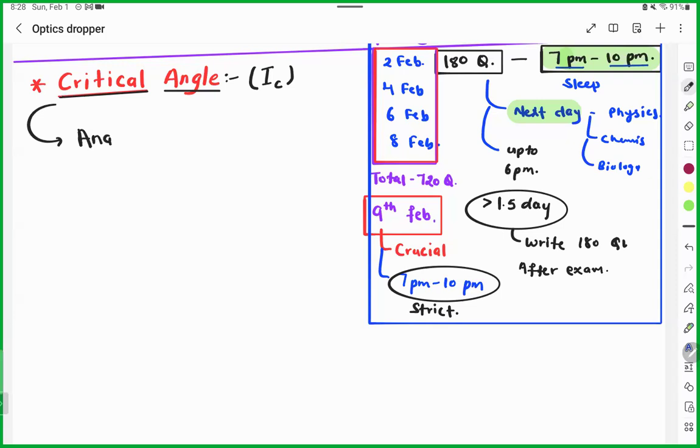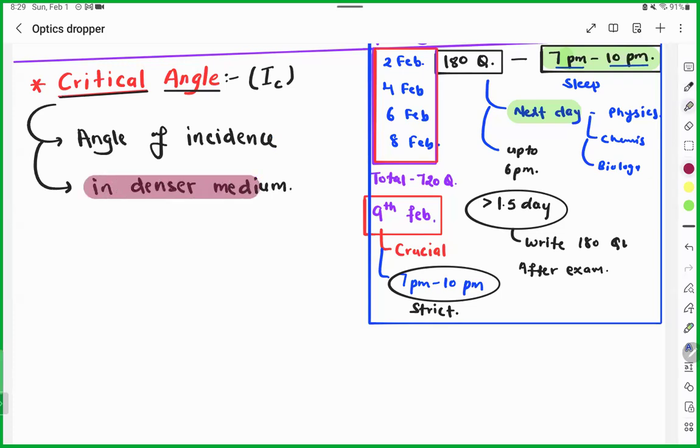Angle of incidence in denser medium. Usually angle of incidence occurs in the rarer medium, but here, for the first time, we are talking about the denser medium. This denser medium is extremely important, for which your angle of refraction is 90 degree in rarer medium.